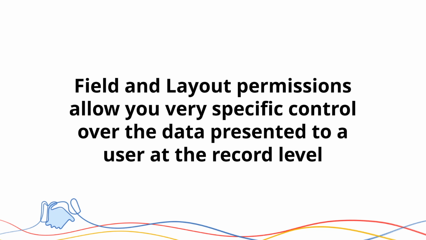So to recap, field and layout permissions allow you very specific control over data presented to a user at the record level. So everything else that we've been dealing with before this has been, again, just controlling whether the user is able to see a record in its entirety. Field and layout permissions allow you to control what within that record a user is able to view.